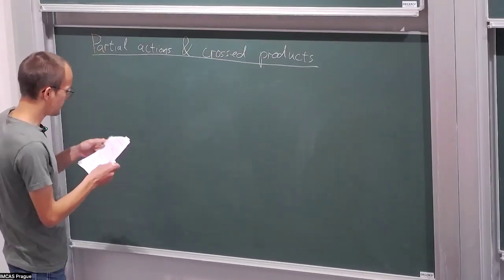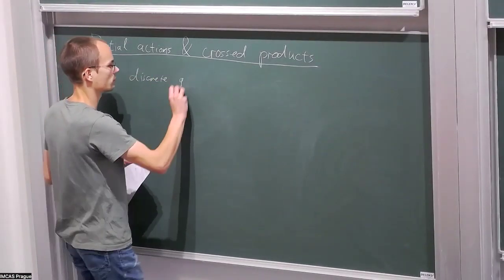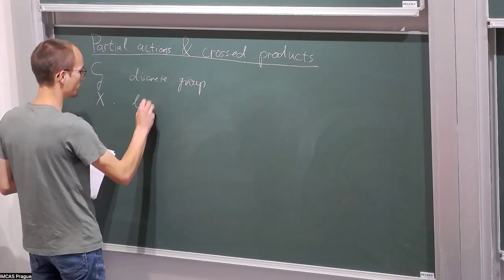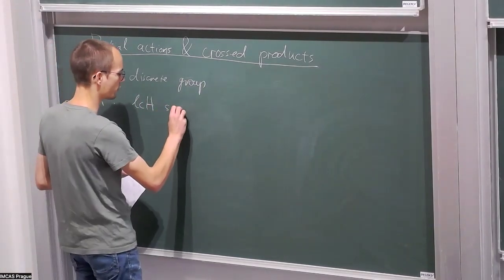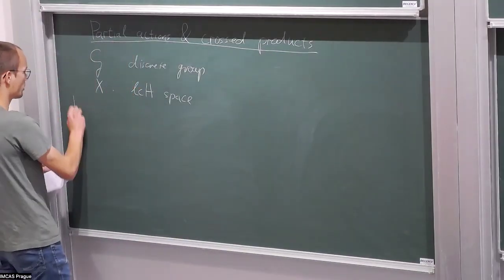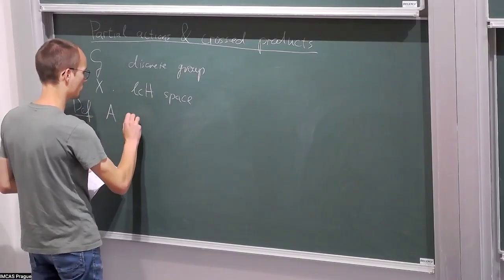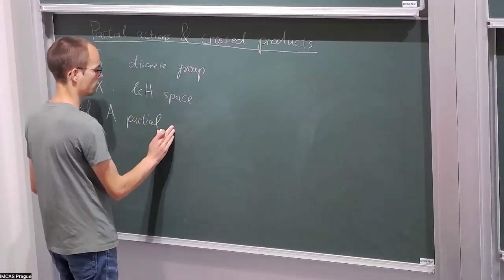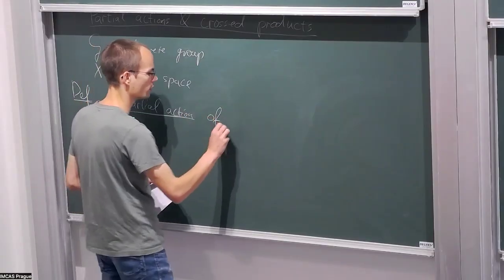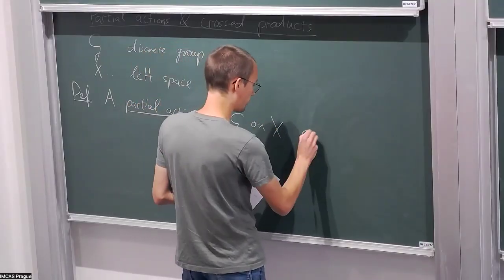Okay, so let G be a discrete group. And let X be, I guess, a locally compact Hausdorff space. In all the cases we care about, it's actually discrete, but in general, locally compact Hausdorff. Then a partial action of G on X consists of the following.